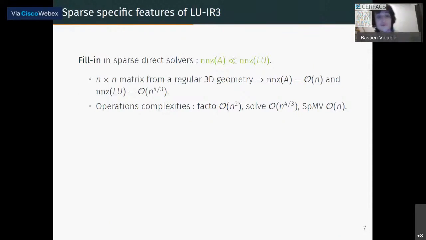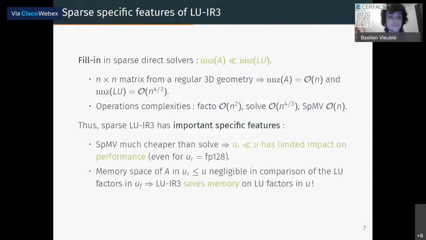In sparse, what we call the fill-in phenomenon is the fact that the number of non-zeros of the original matrix is far lower than the number of non-zeros of its factors. For example, for an n times n matrix from a regular 3D geometry, the number of non-zeros of A is of order n, and the number of non-zeros of its factors is of order n^(4/3). It gives, for the operations used in iterative refinement, the following complexities. The factorization, which is the most costly, is of order n squared. The solve is of order n^(4/3), and the matrix vector product is of order n.